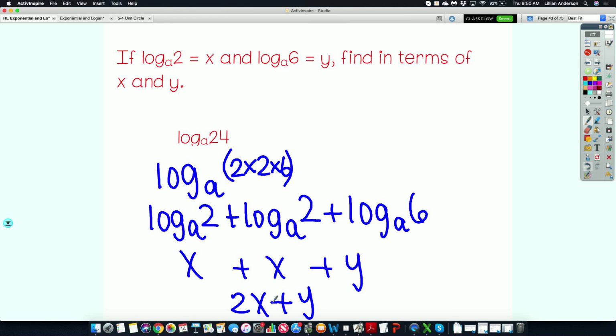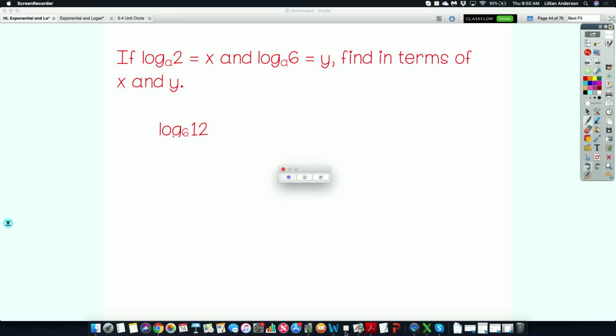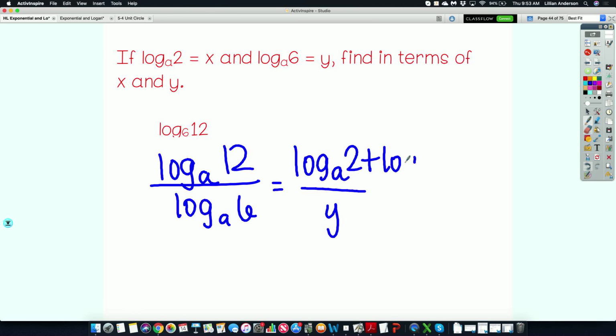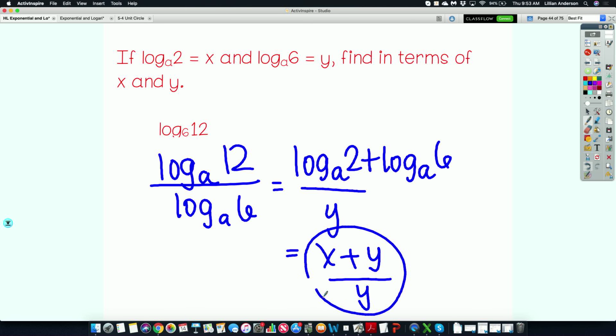Okay? Let's try another one. Okay, do I need to change my base here? Yes, I do. So I have a log base A of 12 over log base A of 6. And as we can see, my denominator gets replaced with a y. But 12, is there a way I can rewrite 12 so that it's in 2's and 6's? Log base A of 2 plus log base A of 6. Very good, because technically if I'm adding, I will multiply my arguments, and 2 times 6 is 12. Perfect. So now this becomes x plus y over y, and that is my final answer.